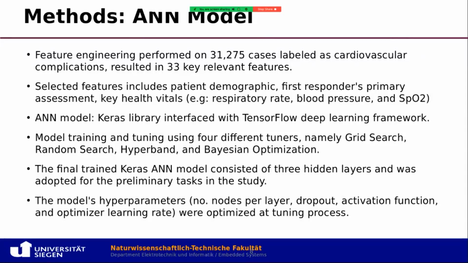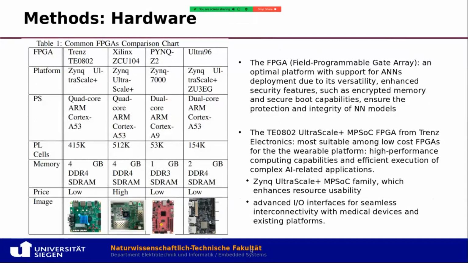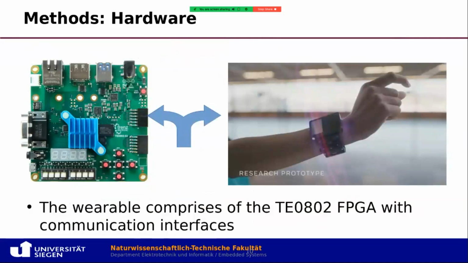Now, we looked at bringing this into the hardware instead of the CPU. We evaluated different types of hardware, and the one that was most promising was the Trenz TE0802 FPGA. It has a lot of interesting features like the I/O features. It's also an UltraScale+ MPSoC FPGA, so it can give us a lot of interesting features. So that became our baseline of choice for this implementation.